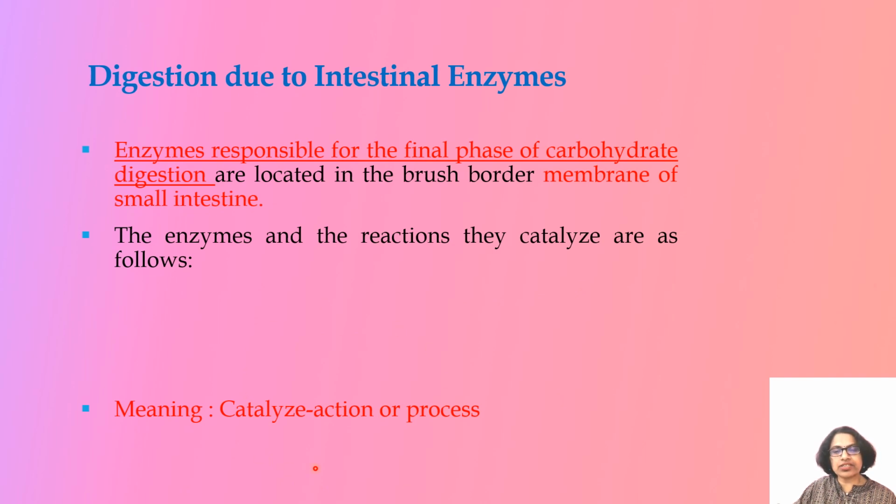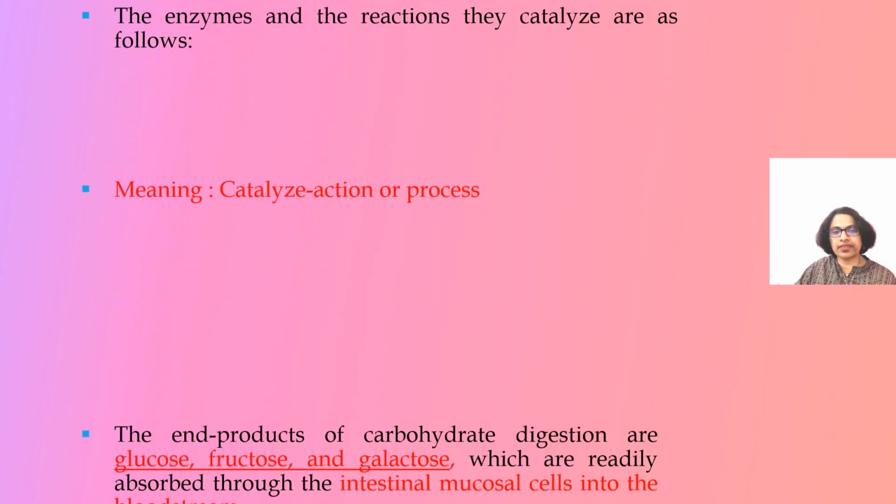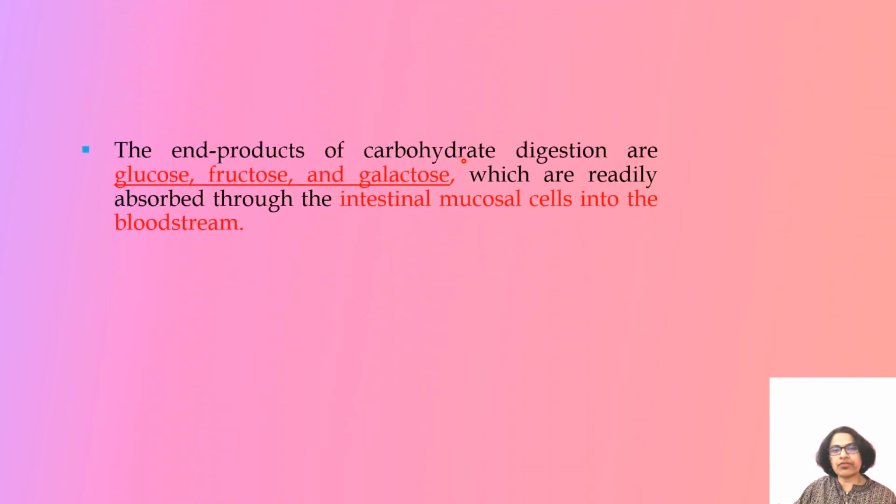So what is a catalyzing process? It is an action or process. The end products of carbohydrate digestion are glucose, fructose and galactose, which are readily absorbed through the intestinal mucosal cell into the bloodstream. So what are the end products of carbohydrate digestion? Glucose, fructose and galactose. These are readily available to be absorbed in the intestinal cell into the bloodstream.